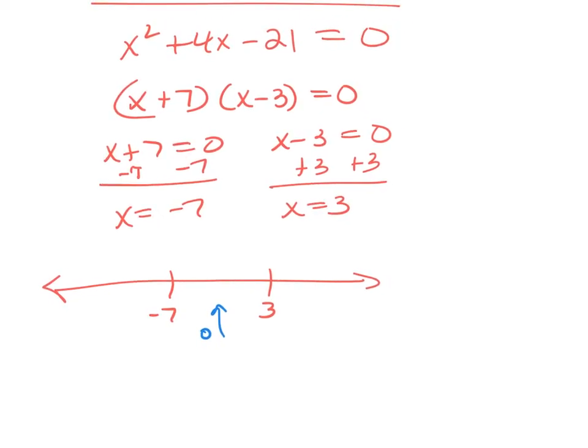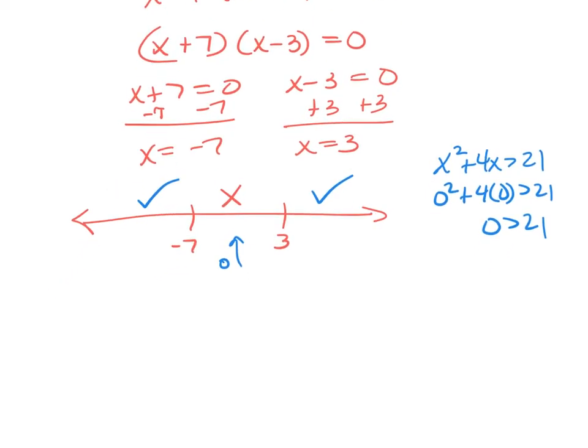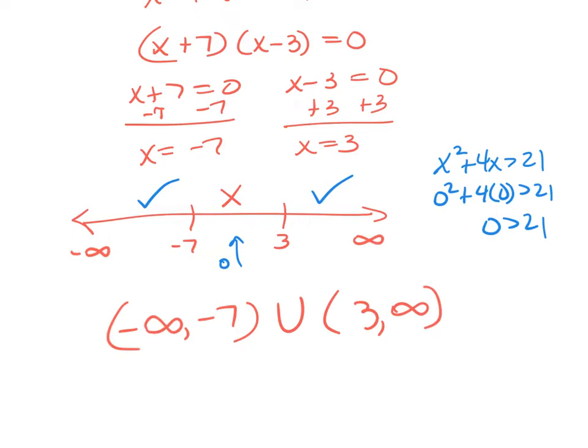So if I go back to my original problem, it was x squared plus 4x greater than 21. If I plug in 0, 0 squared, 4 times 0. Is 0 greater than 21? No, it's not. This gets an x. And then the check marks are on the edges. So remember, when the check marks are on the two sides, this is going to be the union situation. So again, if it helps you to see the negative infinity and the positive, it goes from negative infinity to -7, unioned with 3 to infinity.